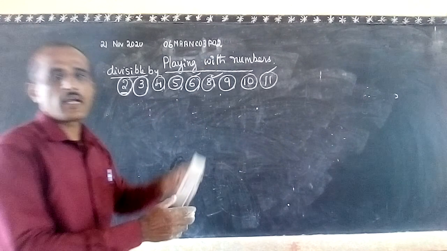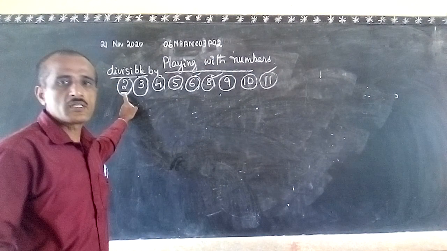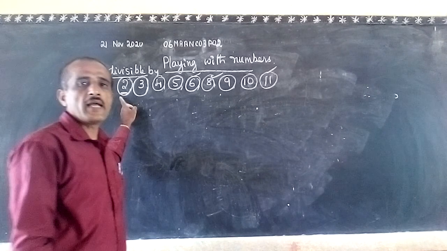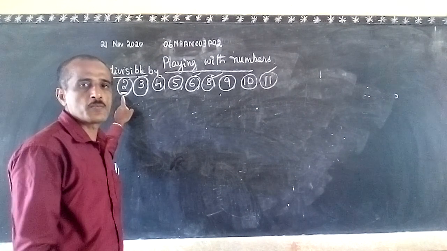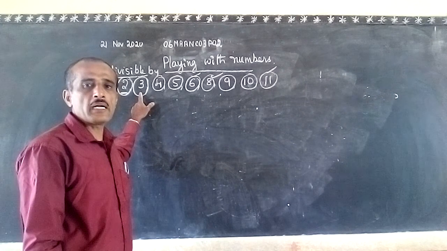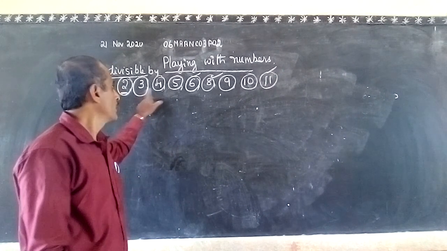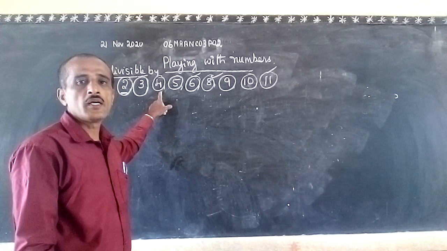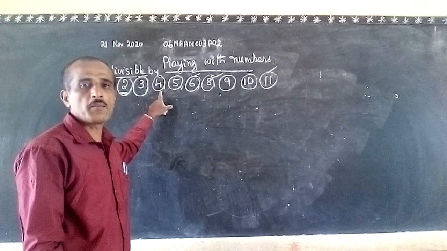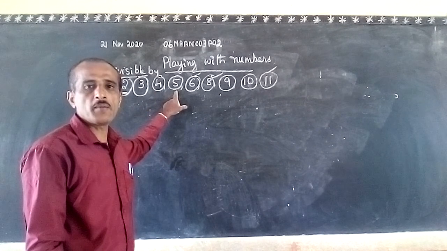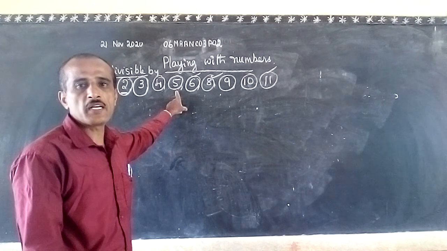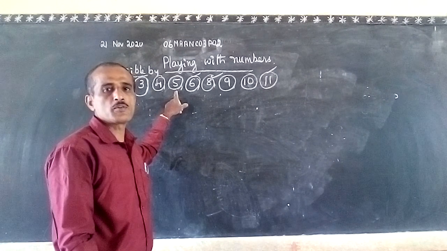Let us recall once again, children, how to search a number. If 0, 2, 4, 6 or 8 is in the unit place, such numbers are divisible by 2. If the sum of the digits is divisible by 3 completely, then such a number is divisible by 3. How to search a number is divisible by 4? If the last 2 digits of a number are divisible by 4, such a number is divisible by 4. How to search a number is divisible by 5? If 0 or 5 is in the unit place, such a number is divisible by 5.